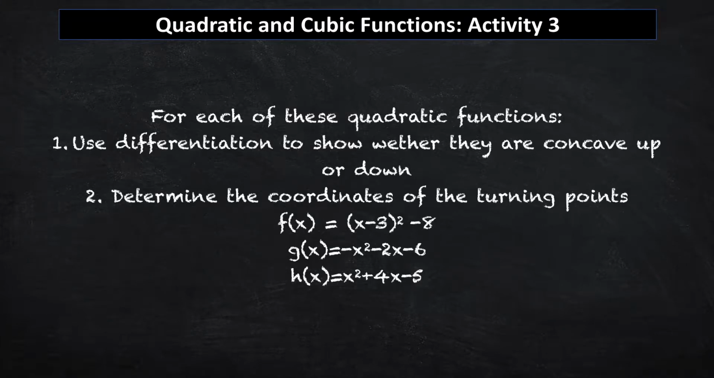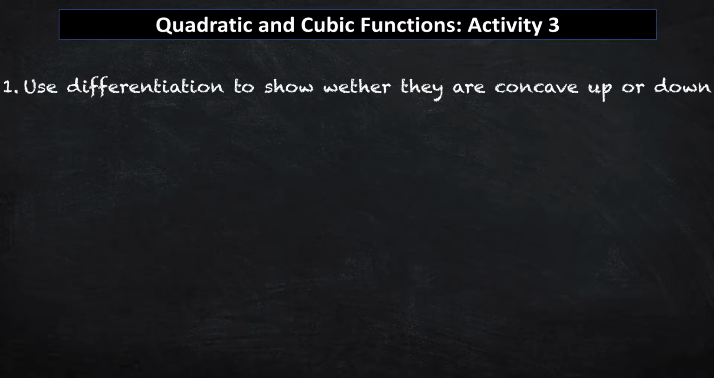Hello, today we see the solution to activity 3, which is on quadratic and cubic functions. The first exercise of activity 3 is, for each of these quadratic functions, first use differentiation to show whether they are concave up or down, and second determine the coordinates of the turning points. And then we have three different functions f, g, and h. So let's start with the first one.